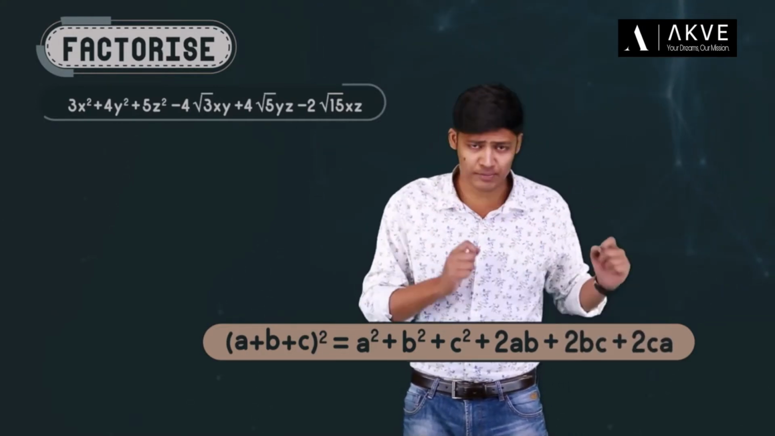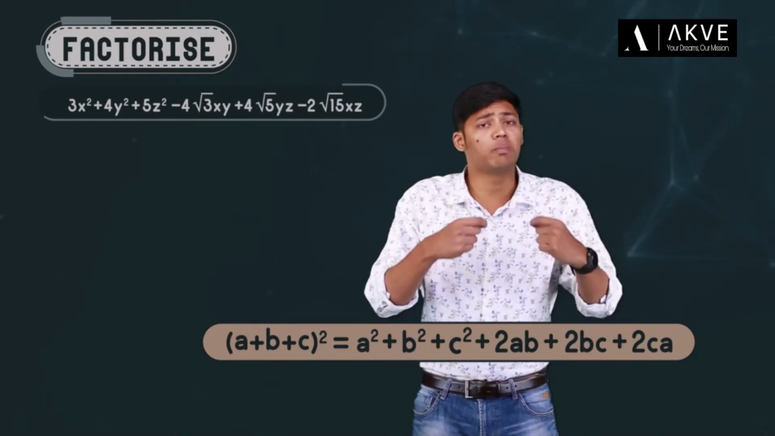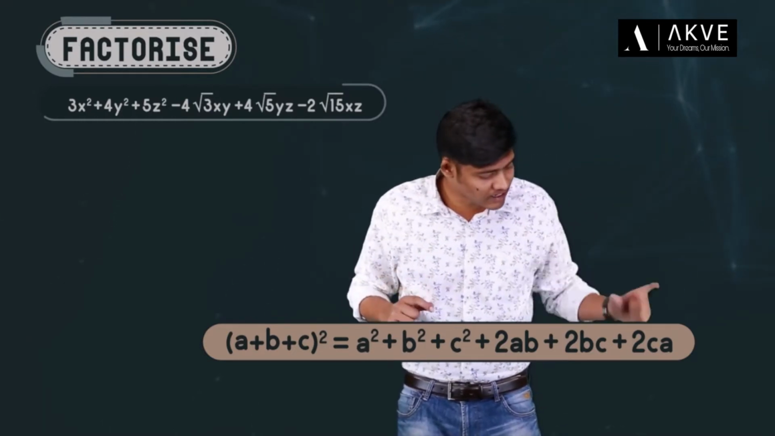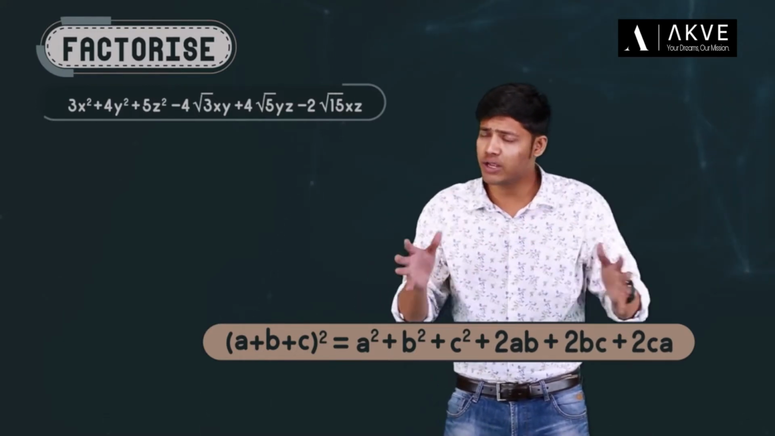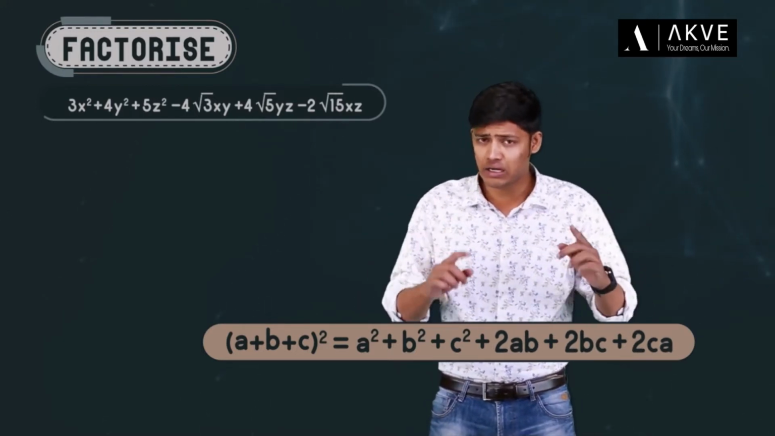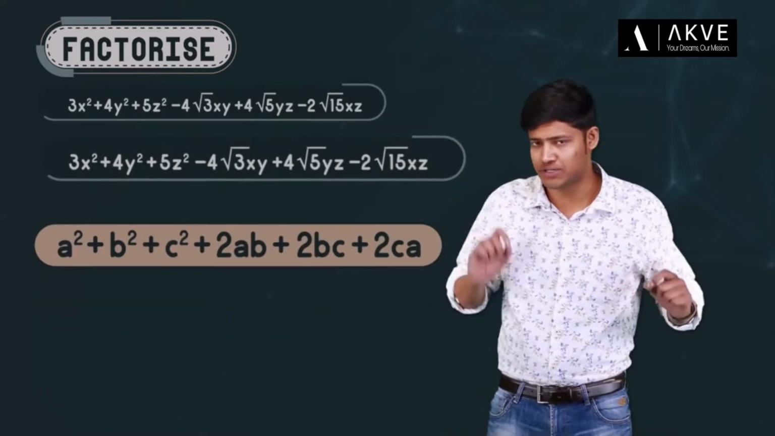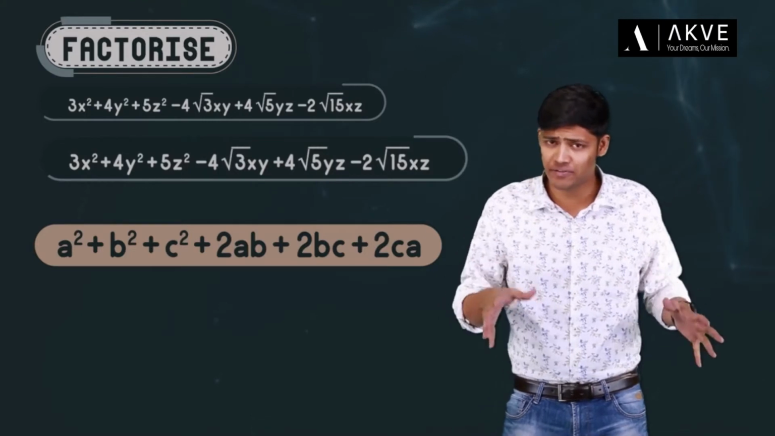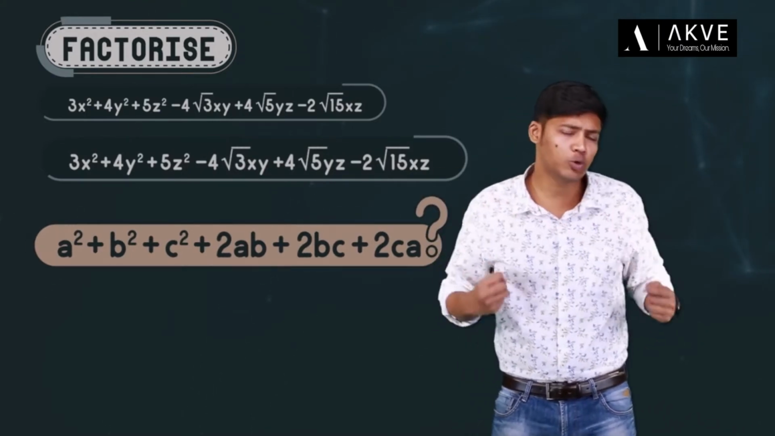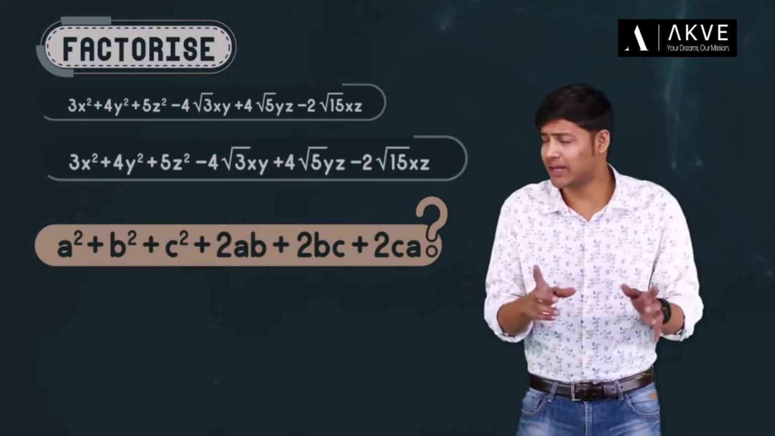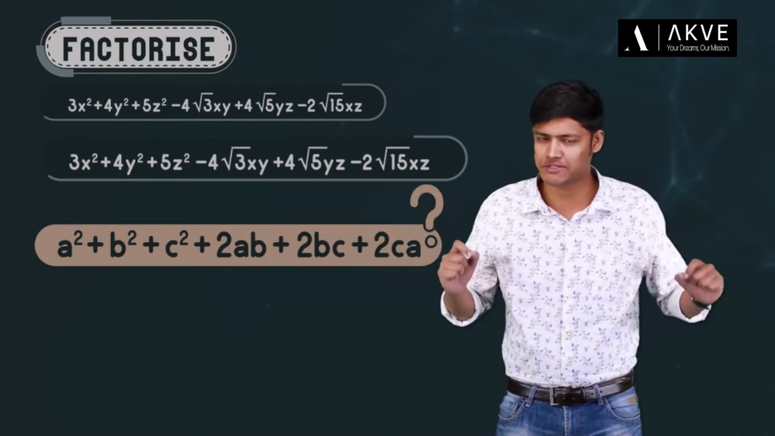Here, in this expression, there are 3 terms in which the variables are raised to a power of 2 and another 3 terms in which 2 variables are multiplied to each other. Again, if you observe carefully, the terms of this expression do not exactly fit with the terms of the identity. So, what should we do now? Let's compare the expression with the identity and see what happens.